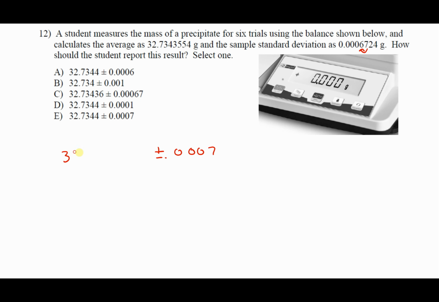Rule 2, 32.734, and that 3 will round up because of the 5, so it's a 4. And then rule 3, are we doing better than the instrument? Well, the instrument is 0.001, right? You can see that here. It's that last decimal place. So the 0.001 is bigger than 0.0007. So we can't use this. We have to use that. Right? So the answer is B.